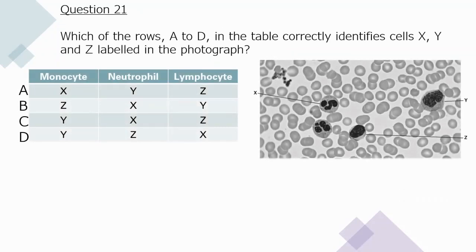Question 21, so another similar question about identifying the cells. So we have X here, Y and Z. So X is evidently a neutrophil because it has again the disjointed lobe nucleus. Z is a lymphocyte because it has the nucleus taking up most of the cell, and Y is therefore a monocyte because it's a larger cell with a kidney-shaped nucleus. So therefore our answer is C, and you can see our answer here.